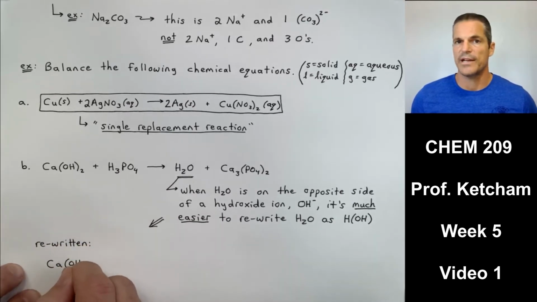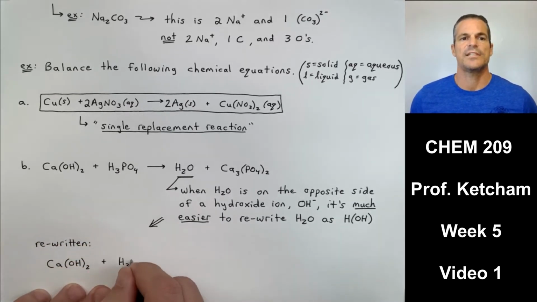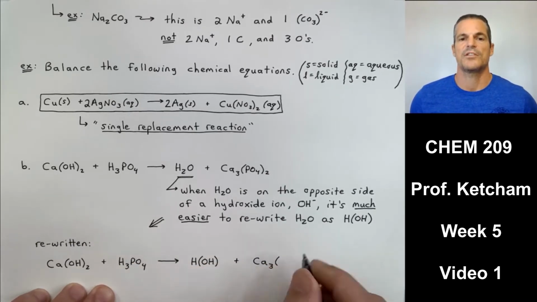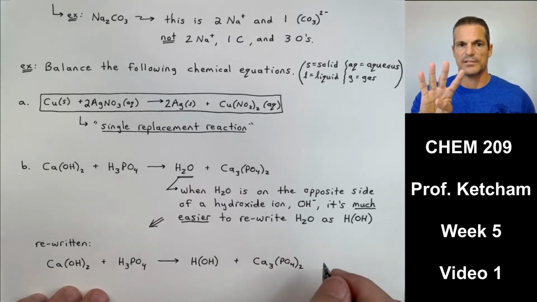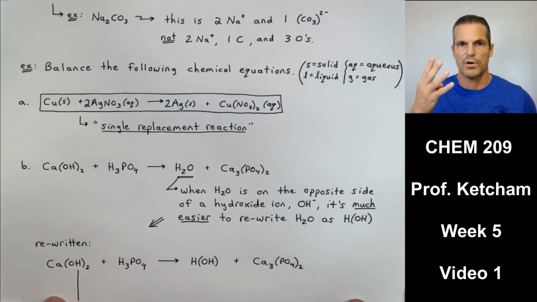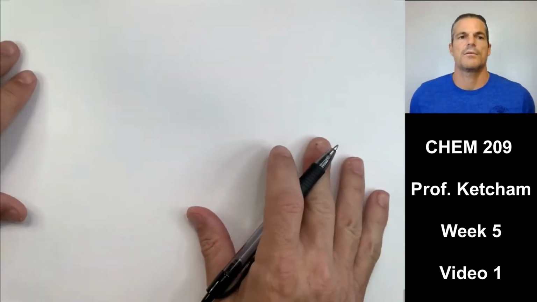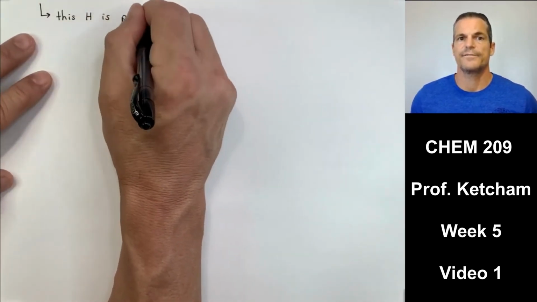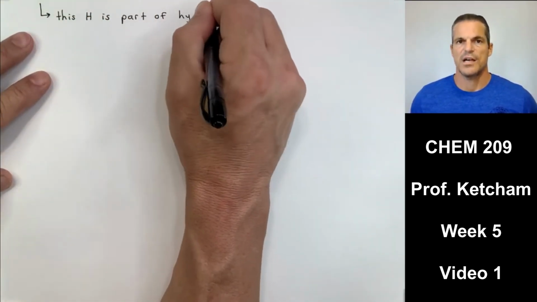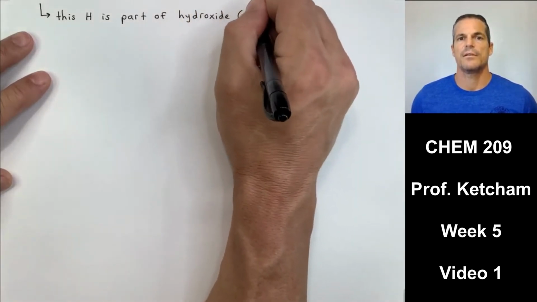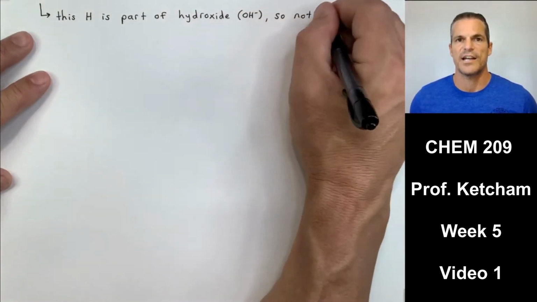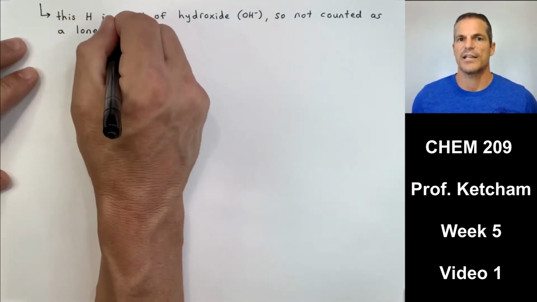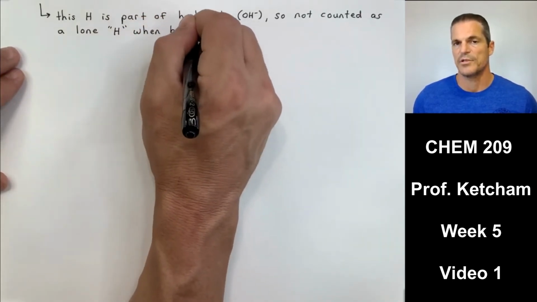So here I'm just going to rewrite it. I'm not going to balance it yet. That's next. Ca(OH)2 plus H3PO4 yields H(OH) plus Ca3(PO4)2. I have 4 things to balance here. That's not 1 P and 4 O's. That's a phosphate chunk. So this hydrogen is part of the hydroxide ion, so we're talking about when we have the OH on the left-hand side of the equation. I'm going to write the balanced equation again. But the H is part of hydroxide, so it's not counted as a lone hydrogen when you're balancing.